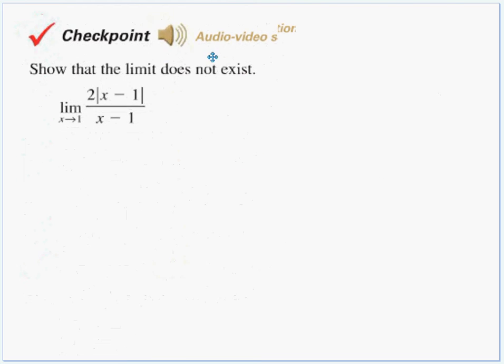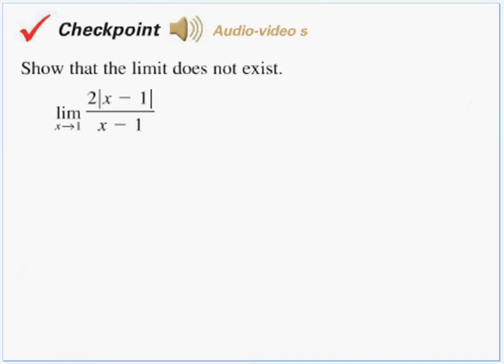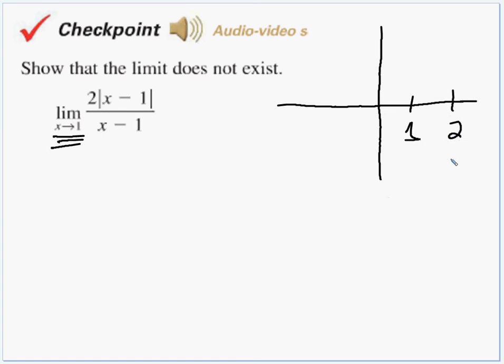Okay, this one here. Show that the limit does not exist. We could, I guess, make a graph out of it and maybe come up with some notation that will explain it. Here we're approaching 1 on the x-axis. And I'm just going to put a number beyond 1 over here. We'll just do 2, and maybe we'll do -1 to see what's going on.